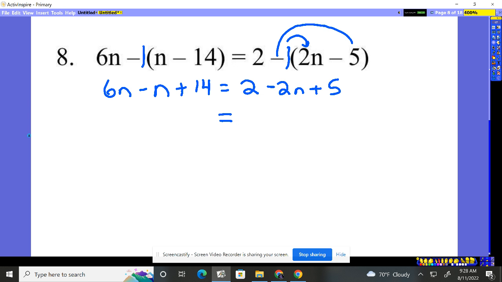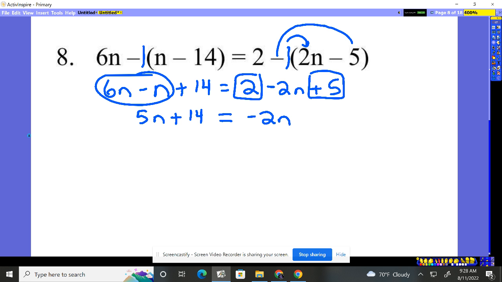Now, a lot of things need to be combined before we start moving them. Over on the left, 6n minus n plus 14, well, these can go together. That's 5n plus the number 14. What goes together here? Well, you have just the negative 2n. There's no other n's there to be combined with. You have the number 2 here plus the number 5 here, so that's plus 7.